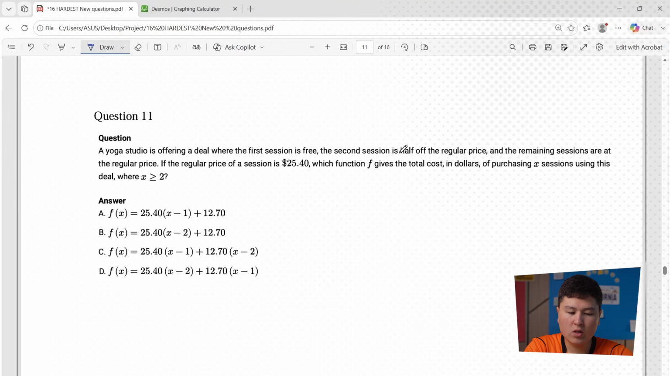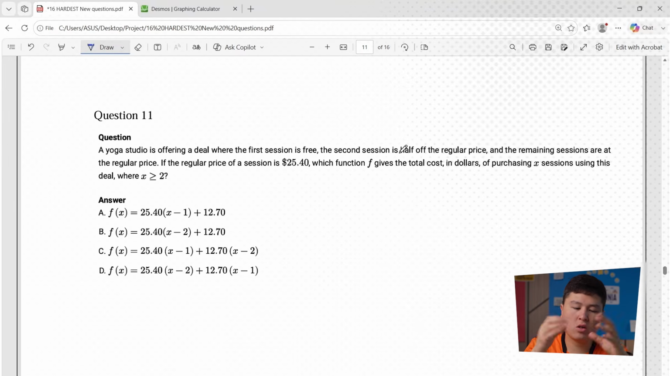And our next question. A yoga studio is offering a deal where the first session is free. The second session is half of the regular price, and the remaining sessions are at the regular price. If the regular price of a session is $25.40, which function f gives the total cost in dollars of purchasing x sessions using this deal, where x is at least 2?